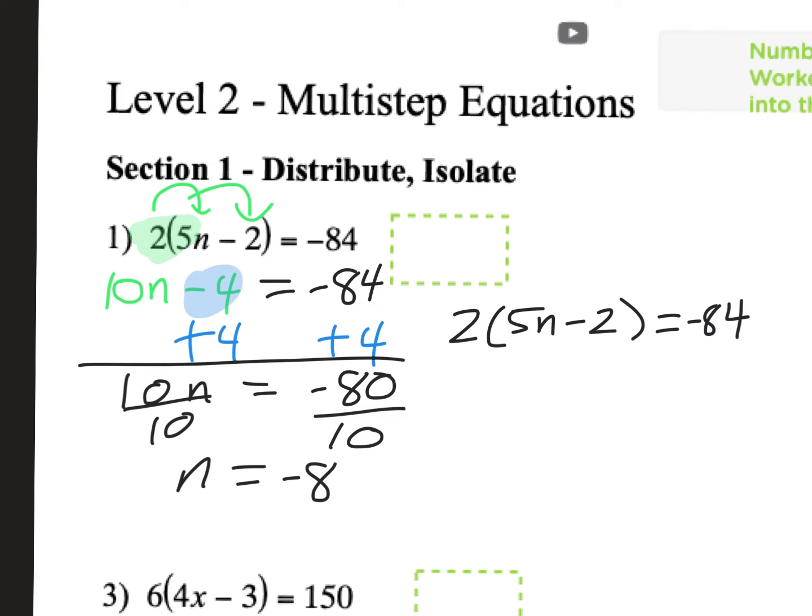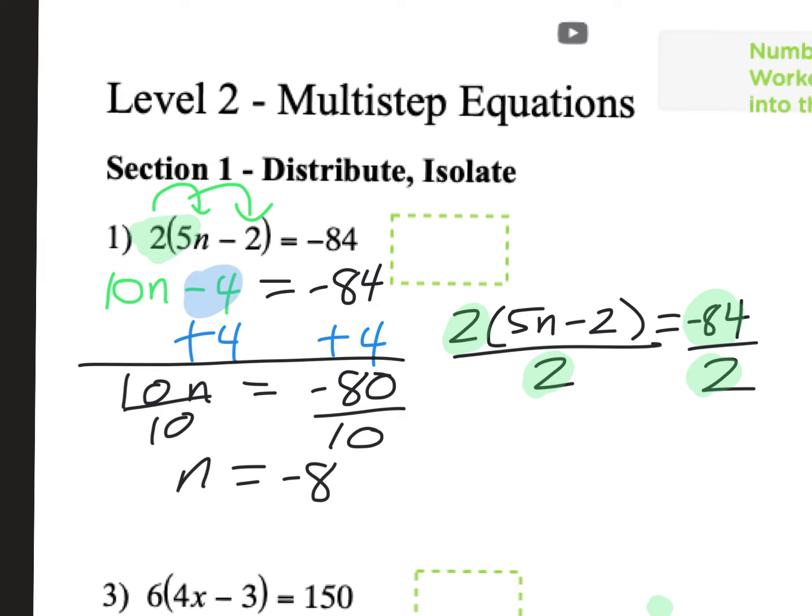Notice how the negative 84 is an even number, which means it's very easily divisible by 2. A shortcut could be, instead of distributing the 2, to take both sides of the equation and divide both sides by 2 to cancel out that 2 from the get-go. Since the 2 and the 5n minus 2 are all one unit, you can actually divide off that 2. A lot of you with really good number sense, way better than I had at your age, could probably do this step in your head.